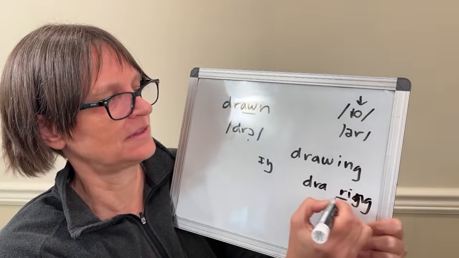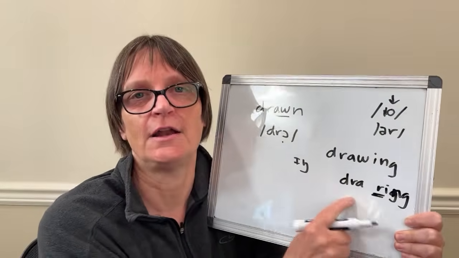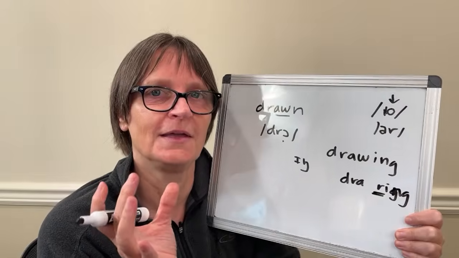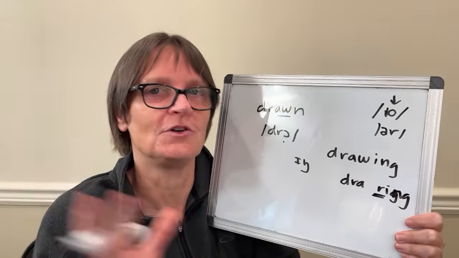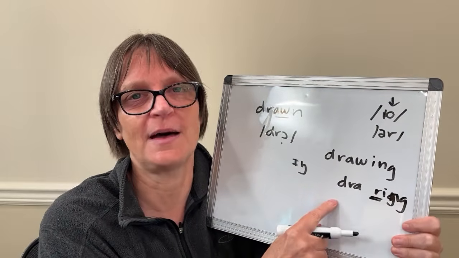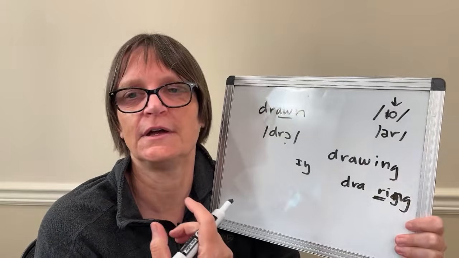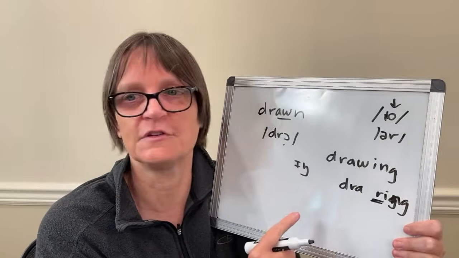So that's called the intrusive R. It also happens in the New York accent and the Boston accent. So there are some accents in the US that still hold on to this intrusive R that happens in some British dialects as well. Drawing. So that's the main difference there.